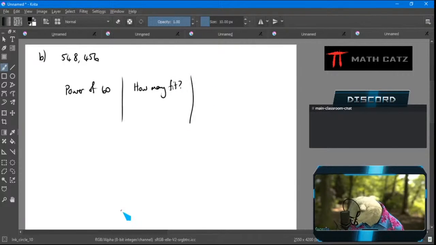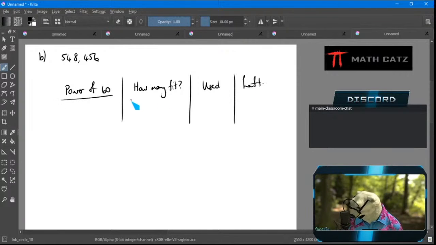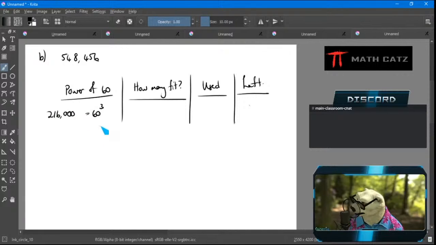Ooh, that's a wobbly line. I'll see how much I've used at that stage and what is left. That is what I'm going to do. So now, I've seen before, 60 cubed is 216,000, and that's definitely going to fit here. So I'm going to have to start with 60 cubed, 216,000. It's convenient to memorize 216,000.